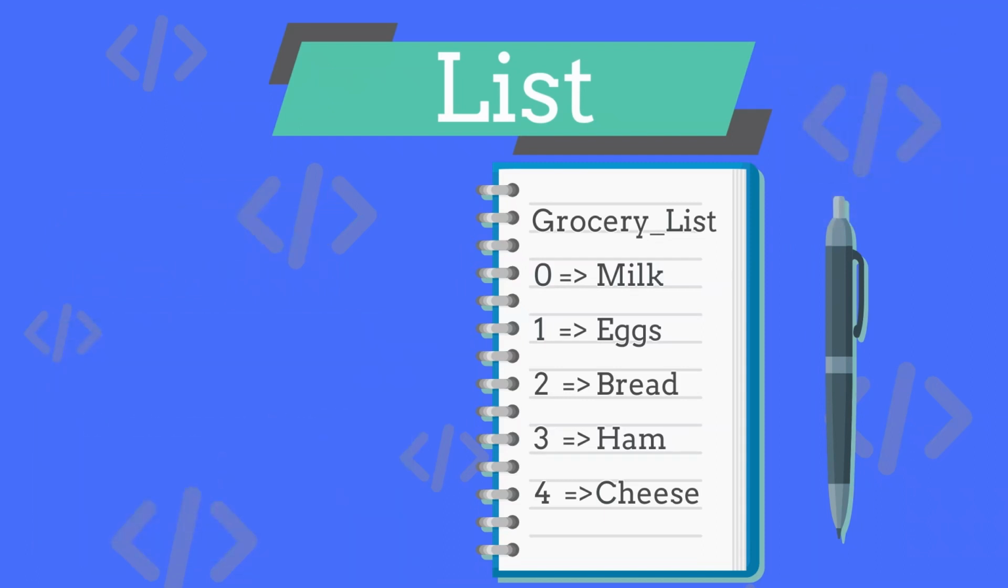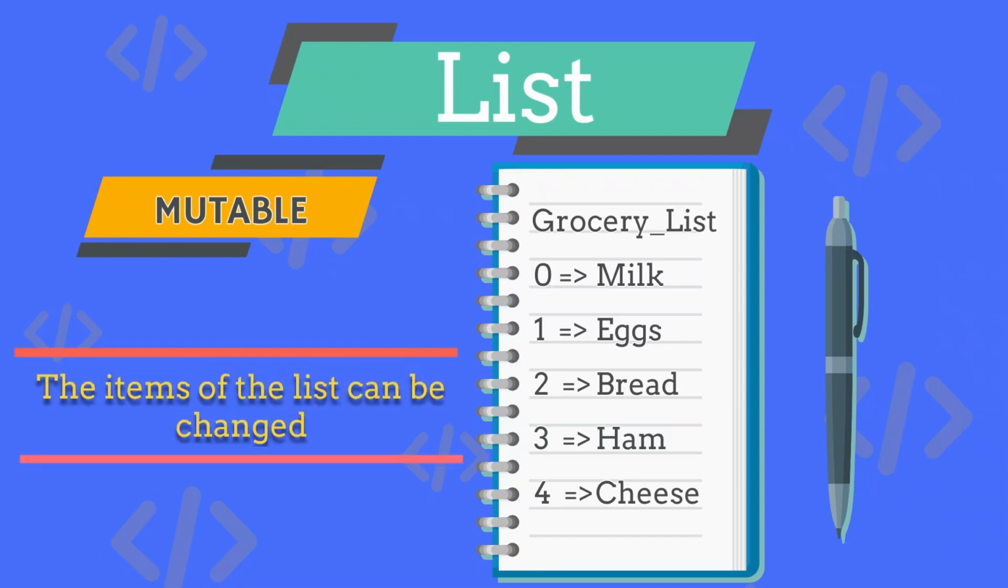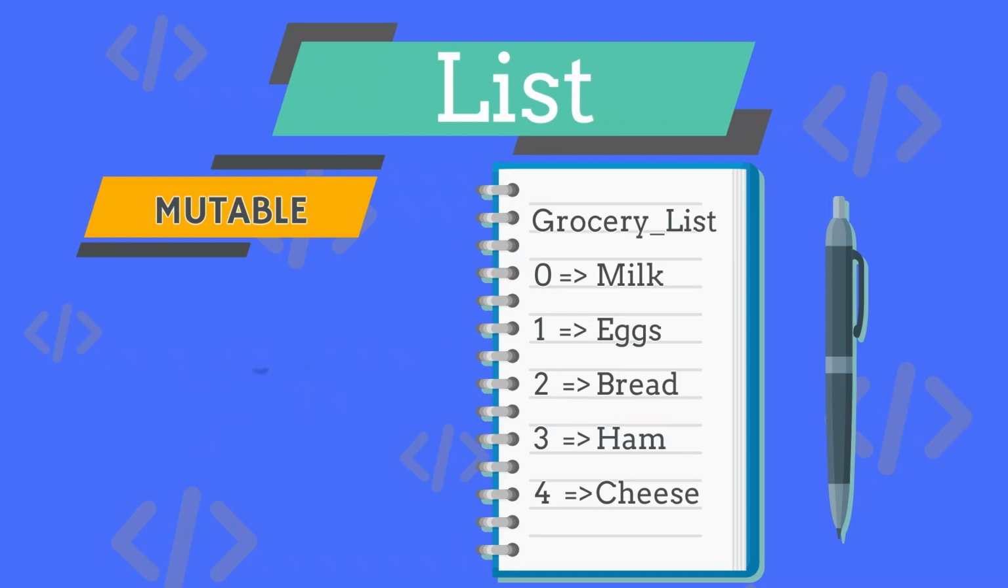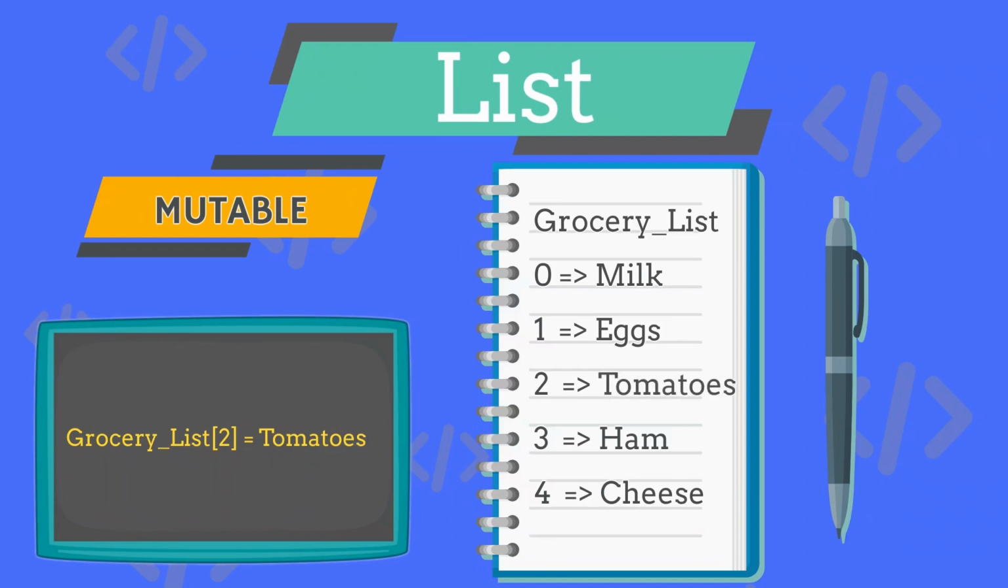The list is also mutable. We can change an item in a list by accessing it directly as part of the assignment statement. The same way we retrieve a value from a list element, the same way we can assign a position in the list with a new value. In this case, we notice that we no longer need bread, but we need tomatoes. So we replace bread by tomatoes like this.